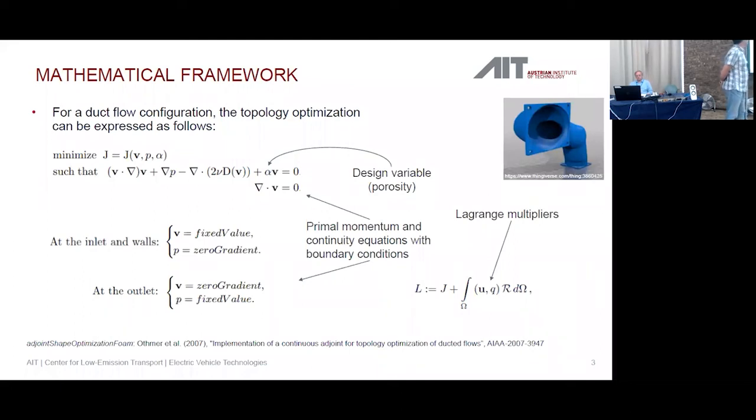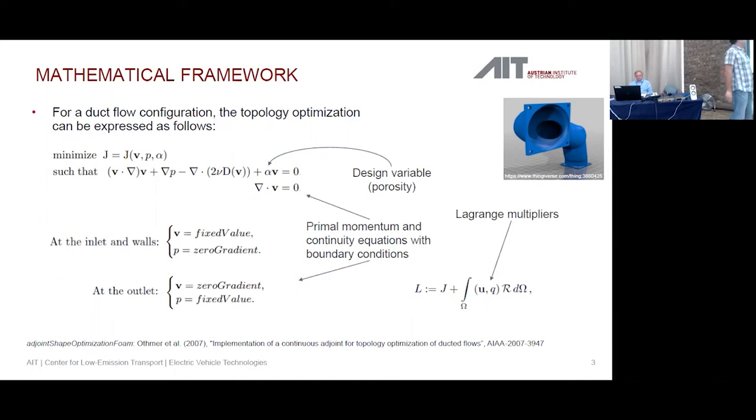Okay, you are starting with the problem. Let's minimize our objective function such that the constraints are fulfilled, and the constraints are transport equations. So momentum, continuity, all fine, and we are introducing our design variable in the form of the porosity, Darcy porosity, and that's our design variable. And then, good, we have to prescribe some boundary conditions for our transport equations: inlet, outlet, walls.